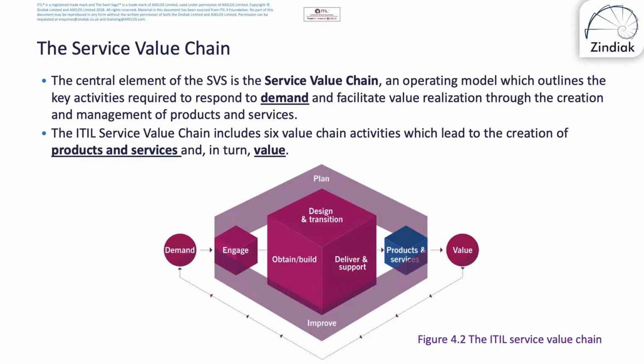The 6 value chain activities are plan, improve, engage, design and transition, obtain/build, and deliver and support. These activities represent the steps an organisation takes in the creation of value. Each activity transforms inputs into outputs. These inputs can be demand from outside the value chain or outputs of other activities. All the activities are interconnected, with each activity receiving and providing triggers for further action.